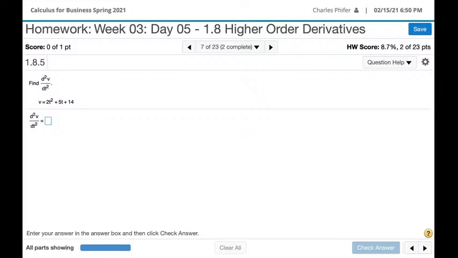1.8. So this is question number 7. I'm taking some notes. Even with my class, you just keep going until you find your place. Find the second derivative of v with respect to t. Okay. And we're given that v equals 2t squared plus 5t plus 14. Okay, let's hop over to the tablet.